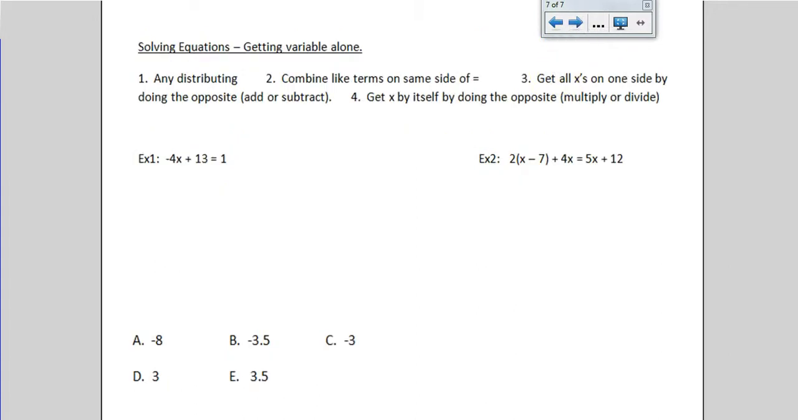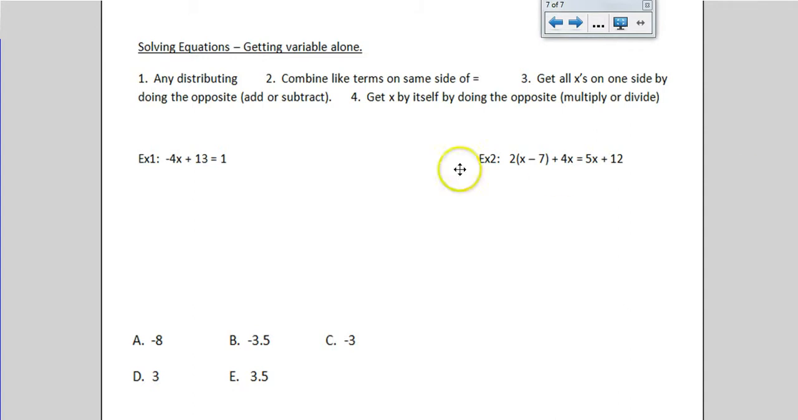Now, solving equations is different. This time we have an equal sign in the middle, and you are going to move things from one side of the equation to the other side depending on where you want your variables and your constants to be. So the first thing you might have to worry about is any distribution, and then you're going to have to collect your like terms on each side of the equation, and then you're going to bring all the x's together and all the whole numbers to the opposite side.